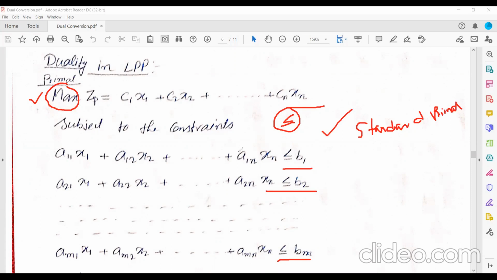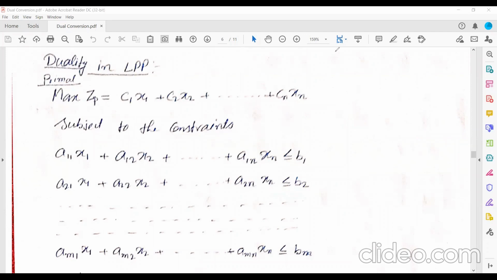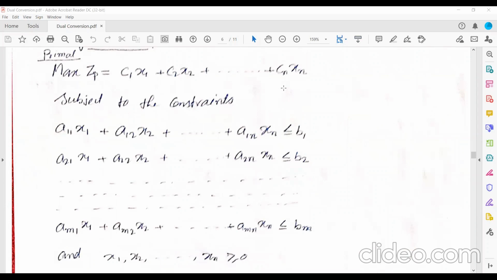It is itself a standard primal. No need to do anything here, no change is required. Now, how do we get its dual? Very simple, try to understand. This is a very important one. With the non-negative restriction, all the variables are greater than or equal to 0. So how do we write its dual? It is already a standard primal.